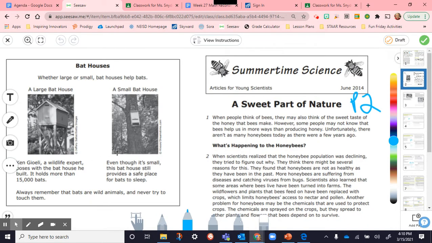And then it has a couple images here of some of the bat houses that they were mentioning and some captions that go along with that. Then the second part is called A Sweet Part of Nature. This was our passage 2. So we're going to do that tomorrow.